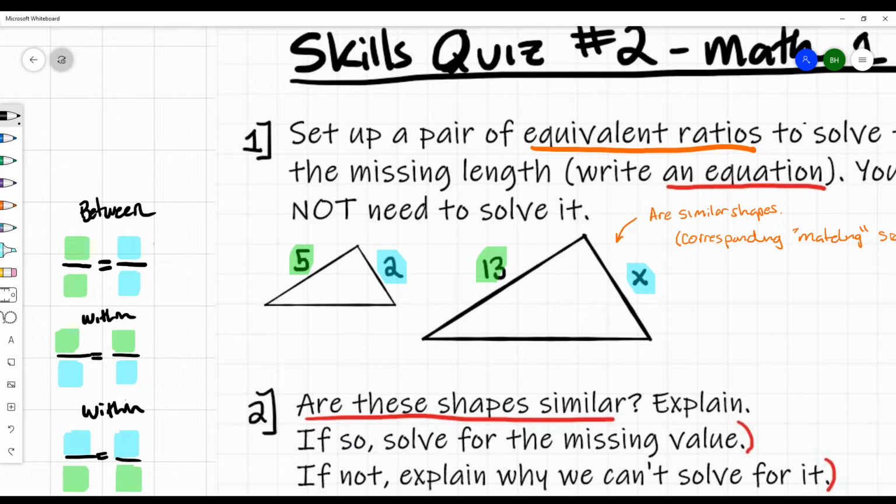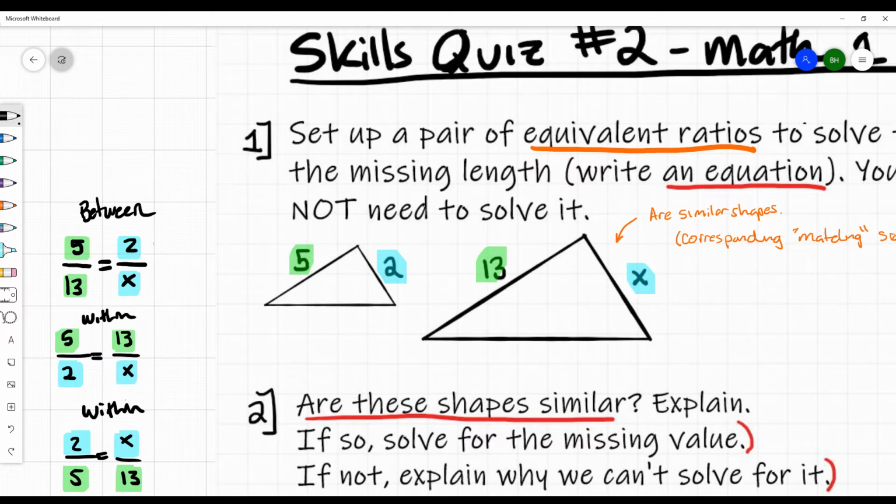Equals. And so it just depends on which numbers you want to put. If we're looking at between ratios, maybe I use the 5 for one of the shapes and 13 for the other. Those are both green, and then a 2 and an x. And then if we go within, I can do a 5 over 2, both in the small triangle, and then 13 over x. Remember, the greens are going to stay green, but I'm using it within the same shape. Or I could just flip them.